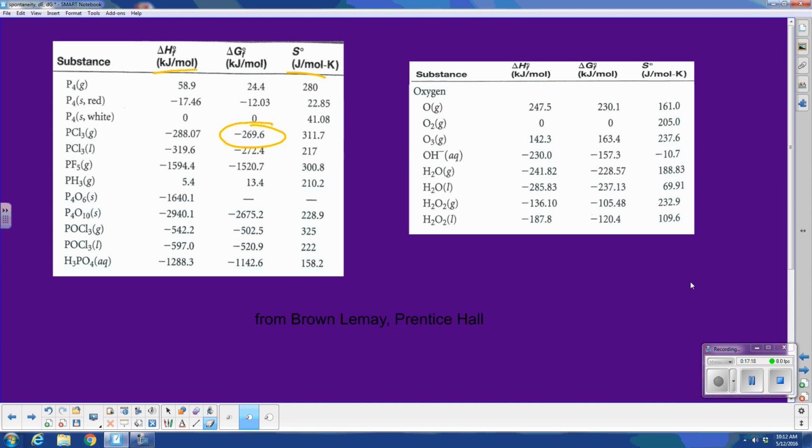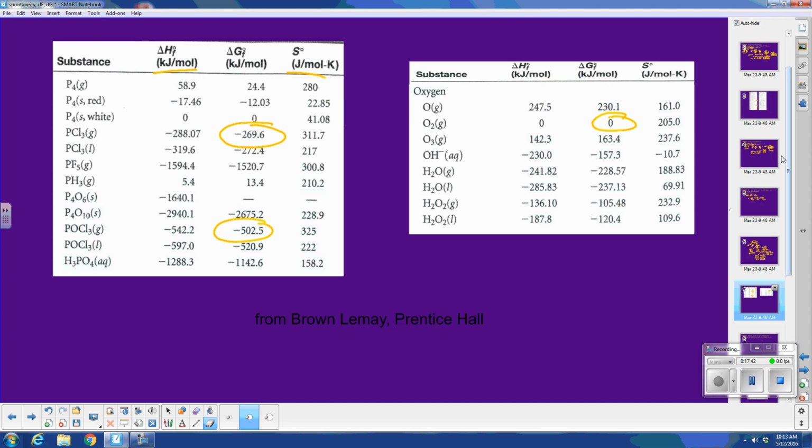And we need POCl3 gas. And which one is that? POCl3 gas will be a negative 502.5. And I need oxygen gas. And look at oxygen gas. Woohoo! It's 0. I can handle that. All right, let's plug in the numbers and see what we get.